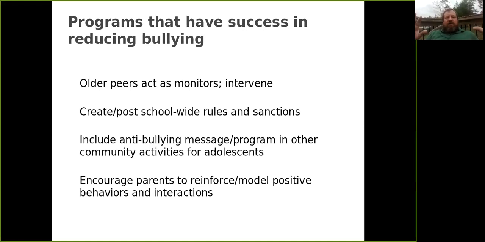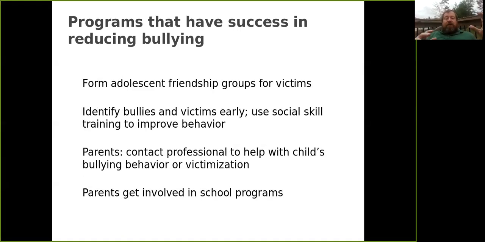When there are school-wide or community-wide rules and sanctions, and it's made clear that bullying is not going to be tolerated, when there are anti-bullying messages or community activities for young adolescents, that's reduced bullying. Encouraging parents to reinforce positive behaviors or to be a model of positive interactions, and friendship groups for victims, particularly at that transition to middle school, because we know that having just one friend reduces the likelihood that a child will be victimized.